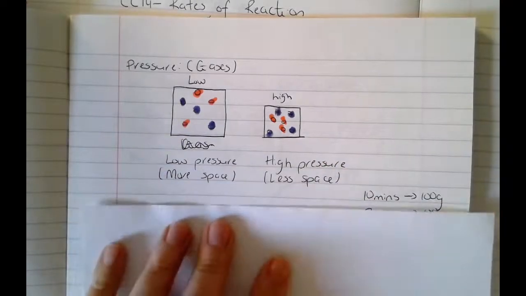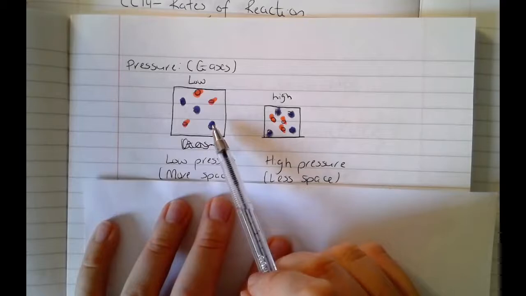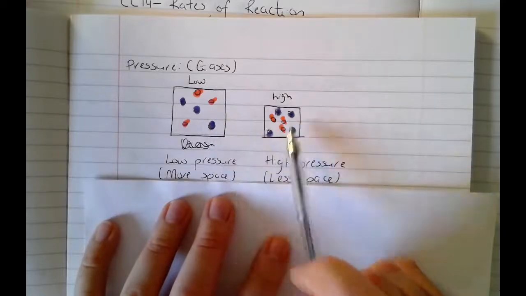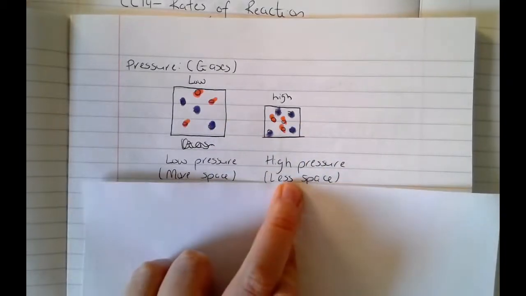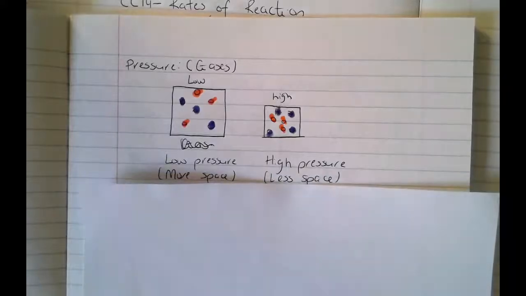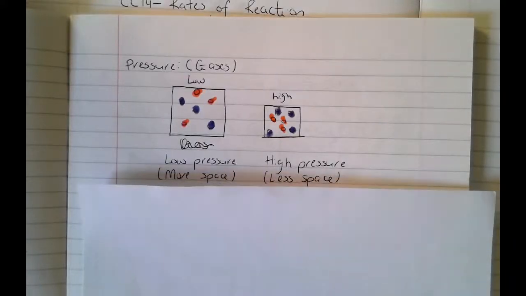So by increasing the pressure, by going from low to high, I'm creating less space, and if there's less space, there's going to be more frequent collisions. It's like if you had a number of people in a room and then you move them into a smaller room, they're more likely to collide in that smaller room than when they had lots of space and could avoid each other. Particles are the same.